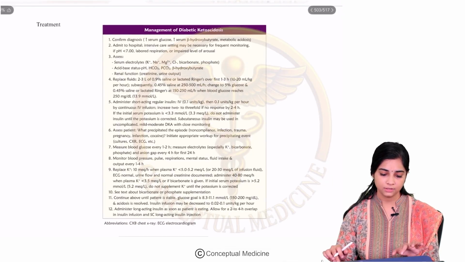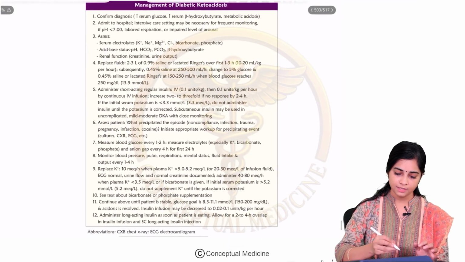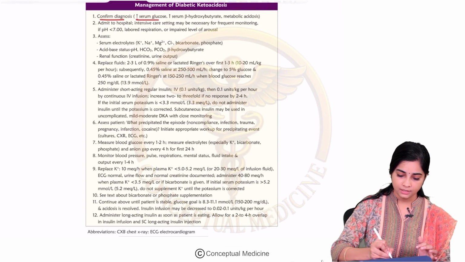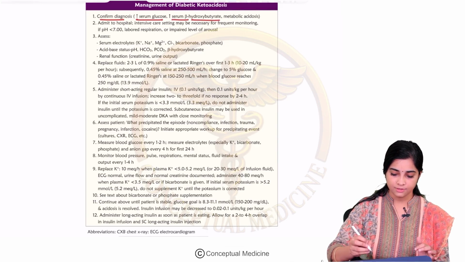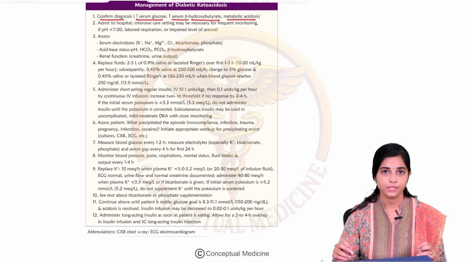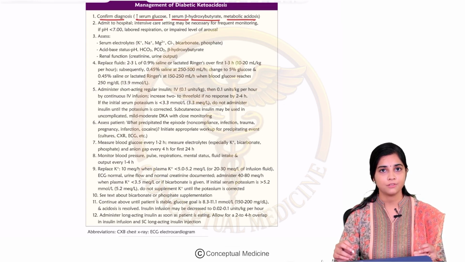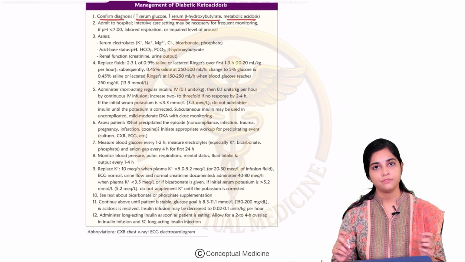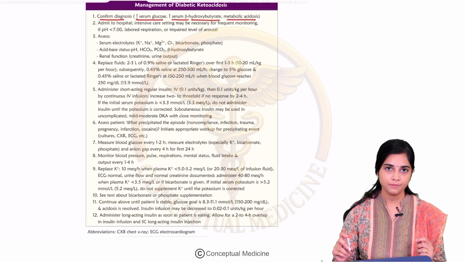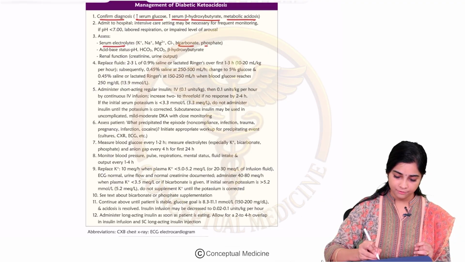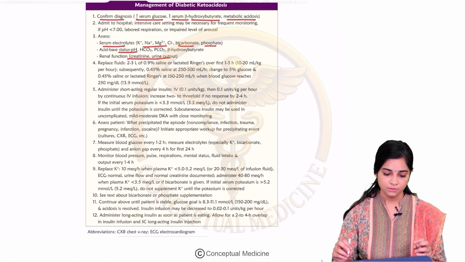So what is the treatment algorithm for your DKA? The first step is to confirm the diagnosis. How is the diagnosis confirmed? By increased serum glucose levels, increased serum beta hydroxybutyrate levels, and the presence of metabolic acidosis. Then you have to identify that this can be a life-threatening condition, and hence you admit the patient for frequent monitoring in the hospital. Okay. Assess the serum electrolytes, bicarbonate, phosphate, potassium, sodium, acid-base balance, renal functions including your creatinine. Look at the urine output.